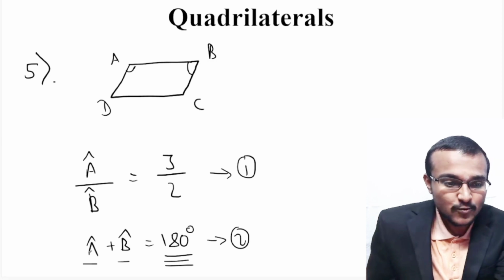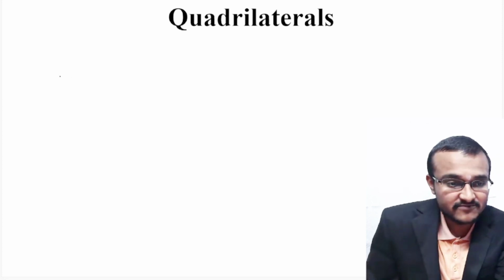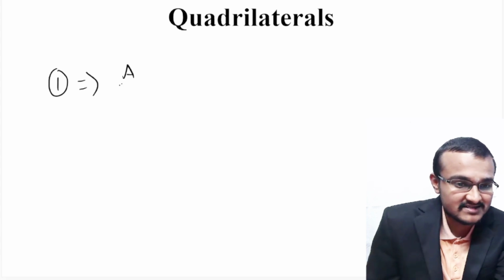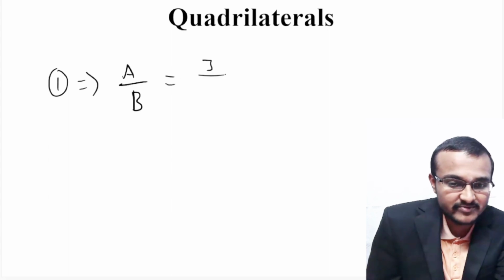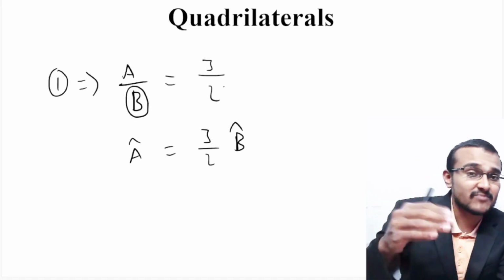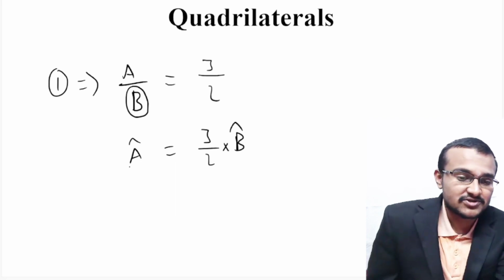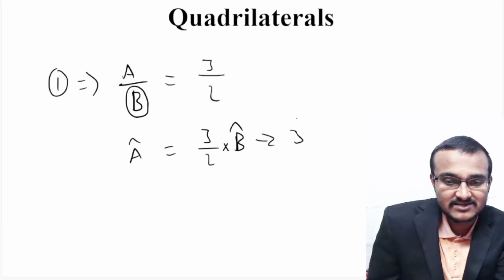So let us see what is A in this case, or else we can directly substitute B in this equation. So let us take equation 1. Equation 1 states that A by B is equal to 3/2. So that means angle A is equal to 3/2 into angle B, because when you bring this divided by to the right hand side, it becomes multiplied by. So here A divided by B, B is brought to the right hand side, so it became multiplied by B. So 3/2 into B is equal to A. So let us say this is equation 3.